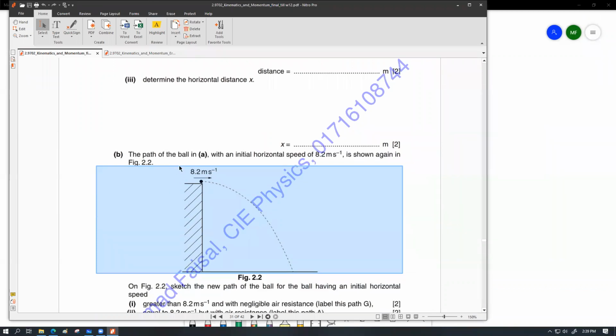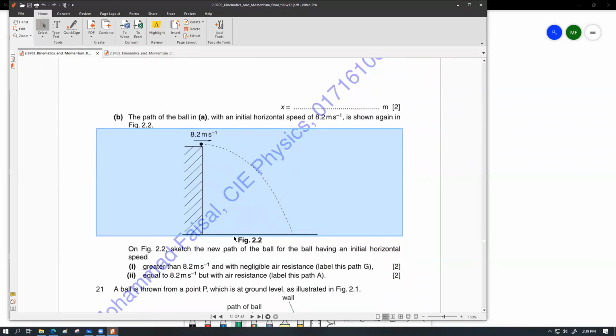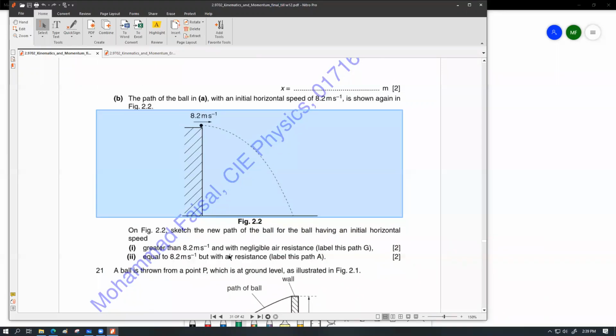Part B number says the path of the ball in A, which is with an initial horizontal speed of 8.2 meters per second, is shown again in figure 2.2. On figure 2.2, on this exact figure, sketch the new path of the ball for the ball having an initial speed of number 1 greater than 8.2 meters per second and with negligible air resistance, label this path G, and equal to 8.2 meters per second but with air resistance, label this path A. So we're going to do two different pathways. One is for greater speed and the other is for air resistance, path G and A.